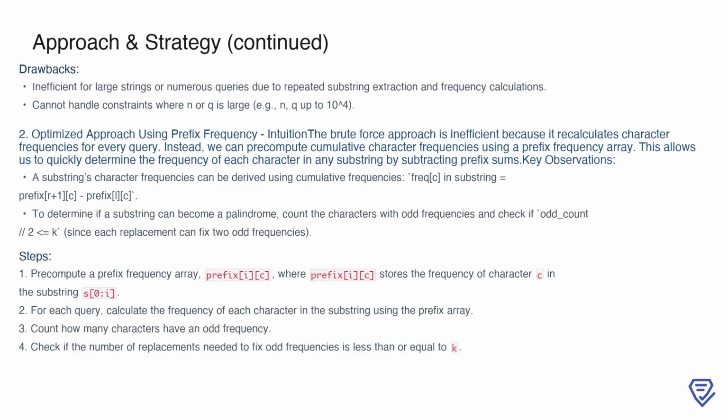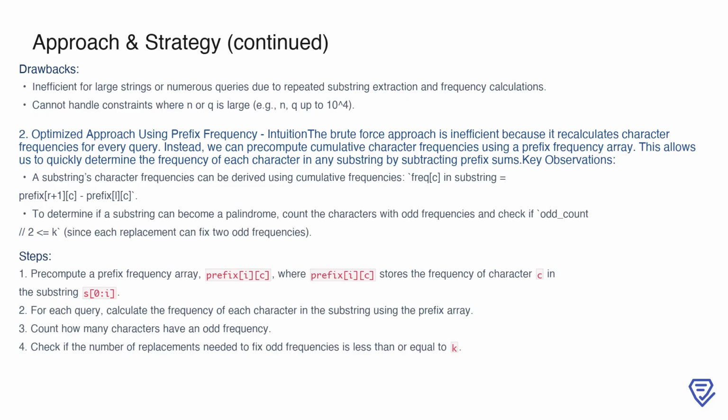When n or q reaches the scale of 10,000, the method becomes infeasible due to time constraints. To address this, we can use an optimized approach that avoids redundant calculations. The key insight here is to pre-compute cumulative character frequencies using a prefix frequency array. This allows us to calculate the frequency of any character in a substring in constant time.